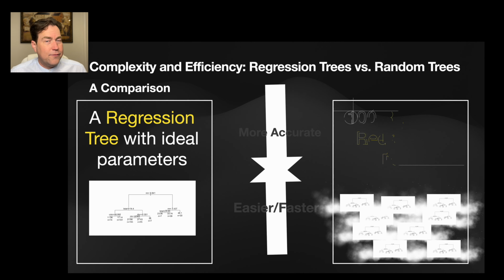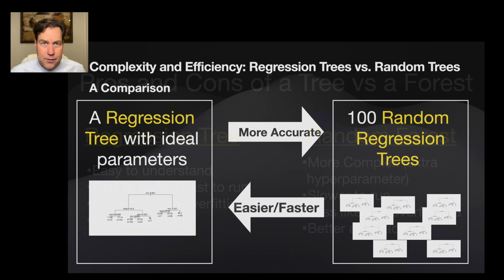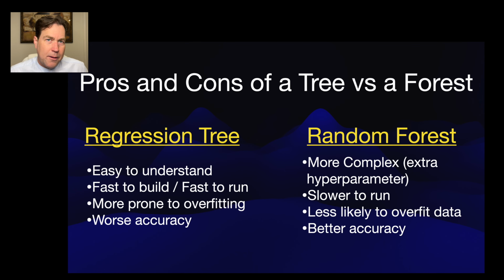Problem is, when we create a forest, we're going to do it like 100 times and then take the average. So at the end of the day, it's going to take longer to build up a random forest than it is going to take to build one carefully created regression tree. Random forests are much less likely to overfit, and as we'll see in our tutorial today, they produce a better mean squared error result, as long as you use sufficient trees.